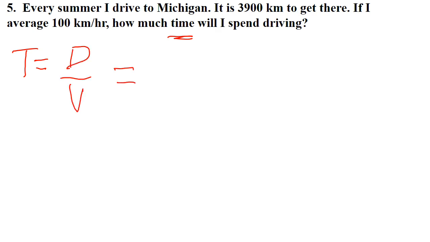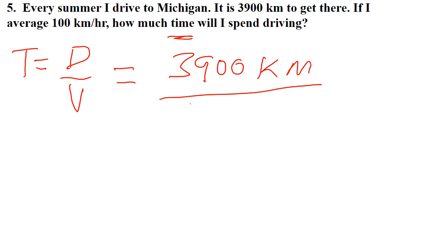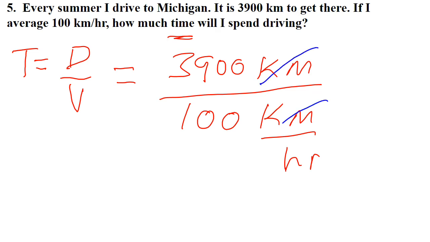So here my distance is 3,900 kilometers. My speed is 100 kilometers per hour. Now in this problem here, what's going to happen is the kilometers will divide away. And mathematically, that hour actually pops up into the top half of the fraction.